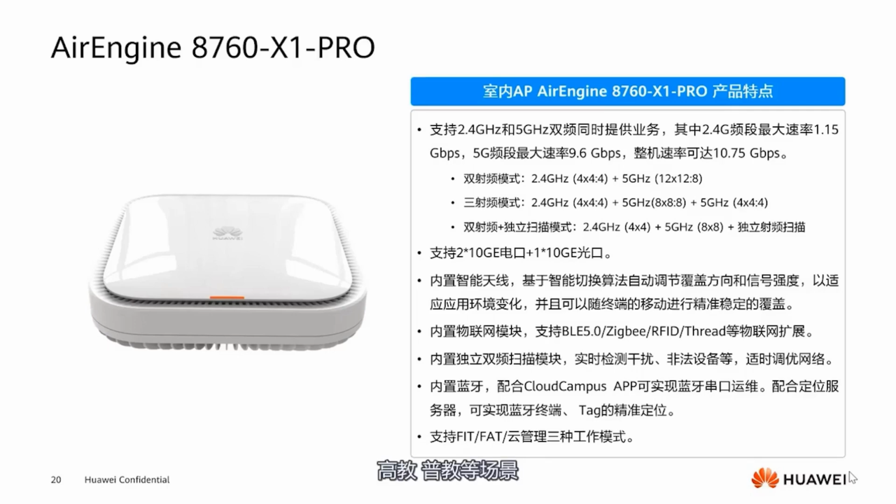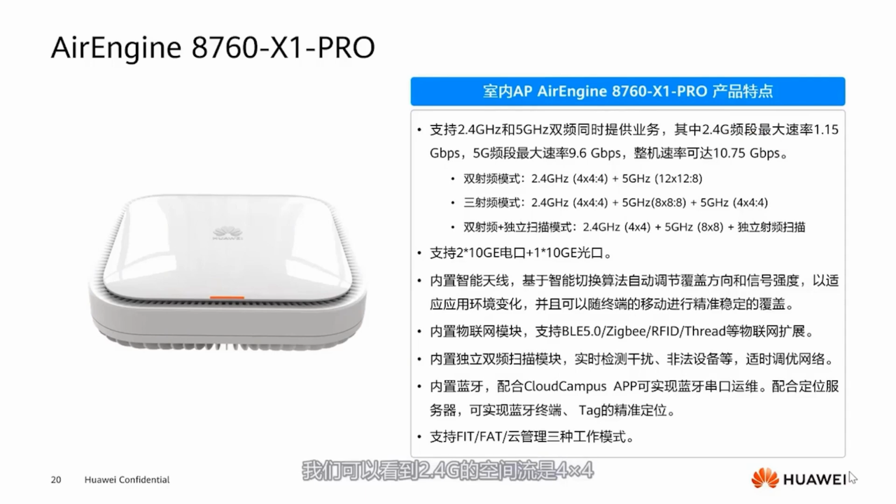Let's take a closer look at its radio frequency modes. It supports dual radio frequencies of 2.4 GHz and 5 GHz, providing services simultaneously. We see that its total maximum rate can reach up to 10.75 Gbps. It supports 3 radio frequency modes: dual band, tri-band, or dual band with a dedicated scanning mode. The spatial streams for these modes are different.